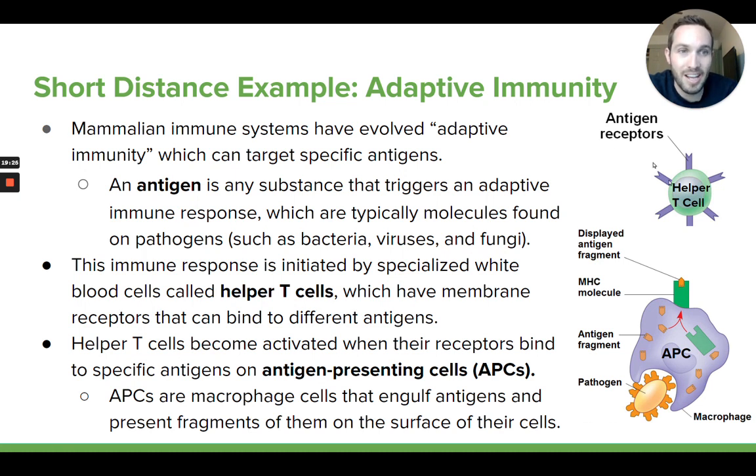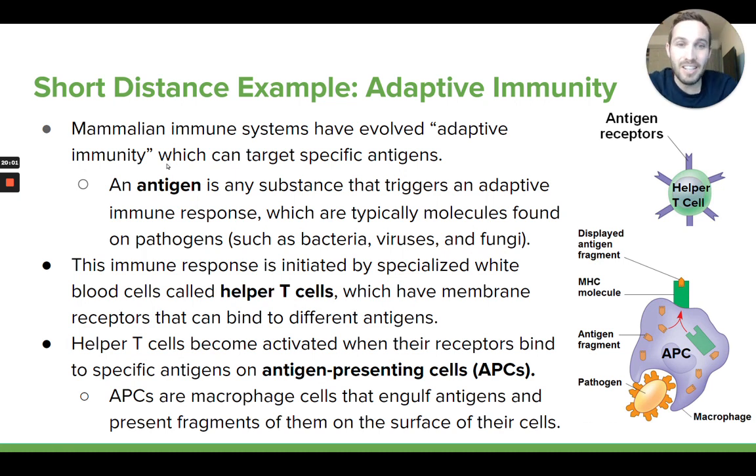And so this is just a quick little lesson on adaptive immunity and how it involves this type of short distance signaling that we've been talking about. There are these certain antigens. An antigen is basically a substance that triggers an adaptive immune response. So it's some kind of substance that enters your body that activates your immune system cells to then start targeting that substance. That's what an antigen is. It's just a vague term for anything that's in your body that's not supposed to be in your body, basically, and triggers an immune response.